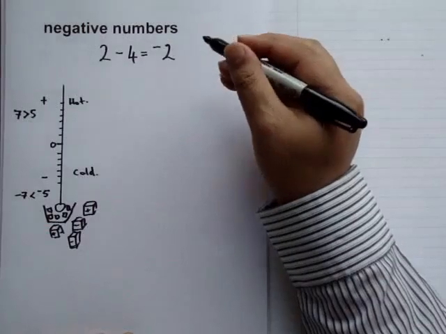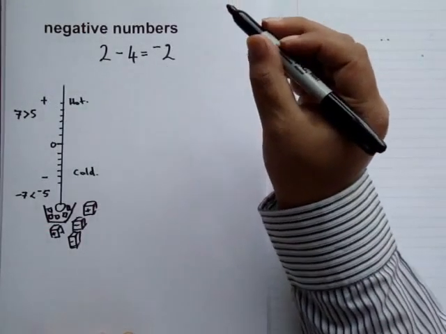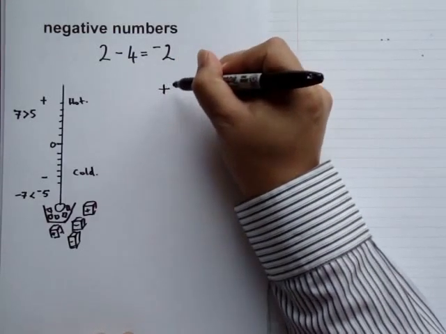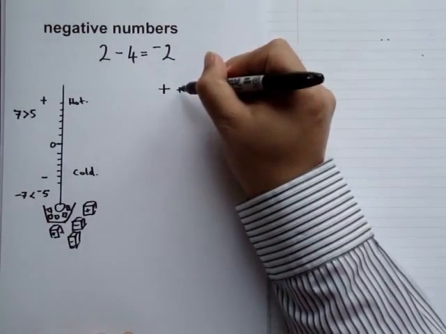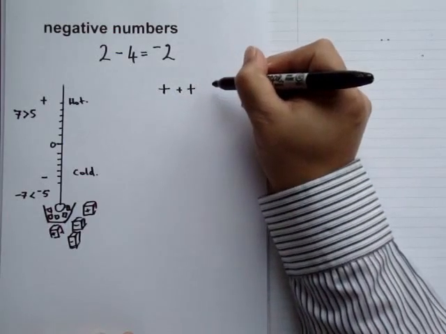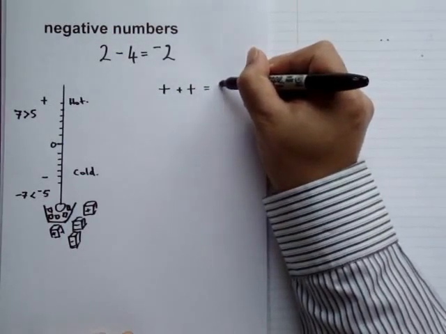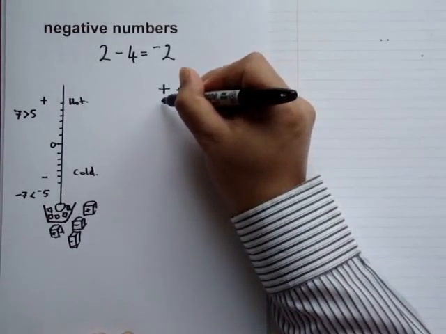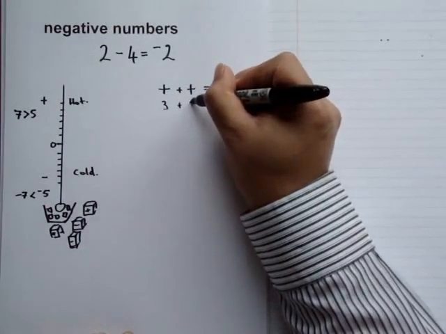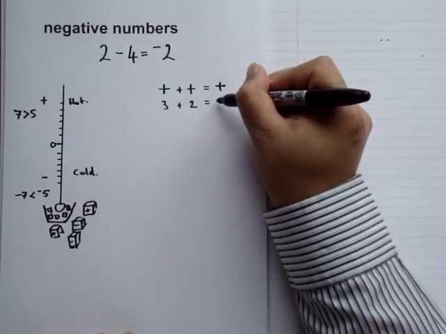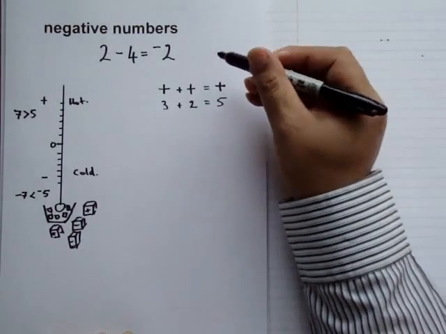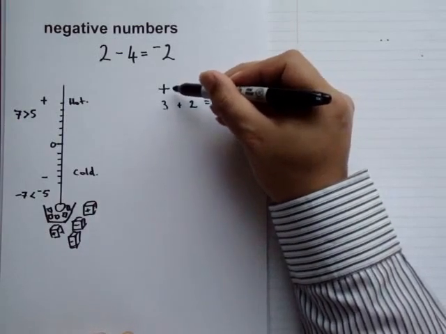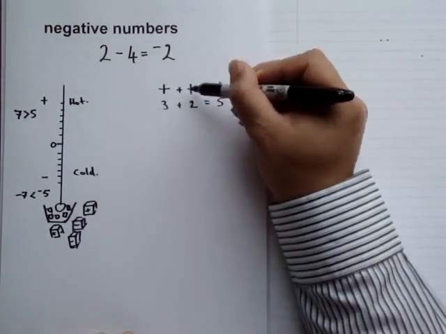We're talking about the signs now. So if we have a positive number and we add to that another positive number, we end up with a positive number. Say 3 plus 2 equals 5. Usually the number in magnitude is bigger than the individual two numbers.